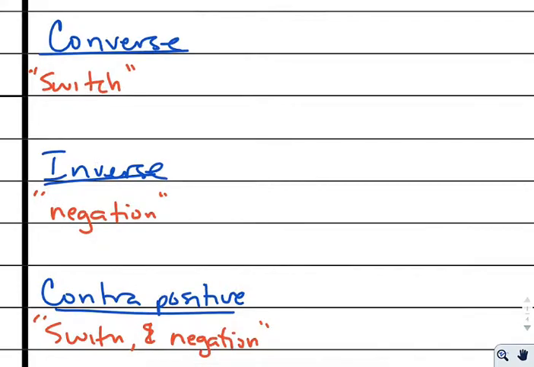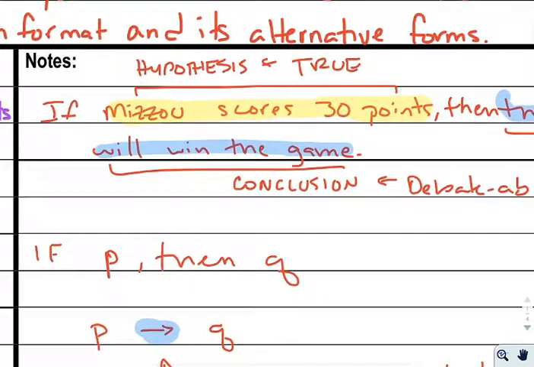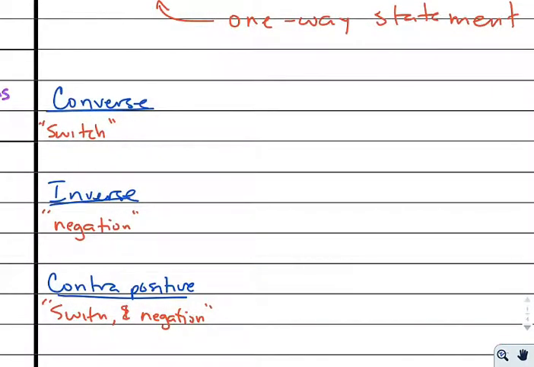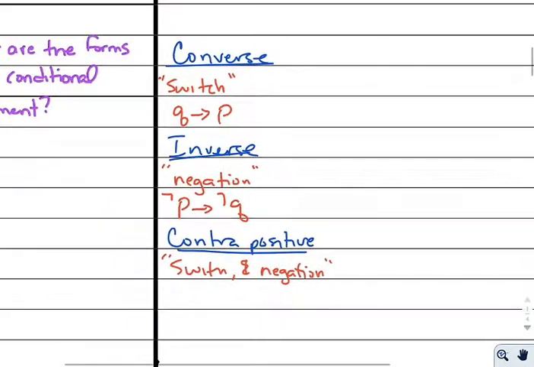Okay, so here's how that plays out. If I have the idea that if Mizzou scores 30 points, then they'll win the game, so we have if P, then Q. The converse is exactly a switch: if Q, then P. The inverse is a negation. It's going to be if Mizzou doesn't score 30 points, then they won't win the game. So we call that not P implies not Q. And that's what those little weird looking sevens mean. Those mean not. That's a nice thing to put in notes too.